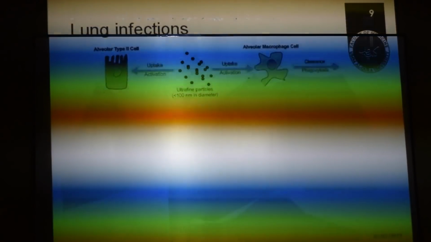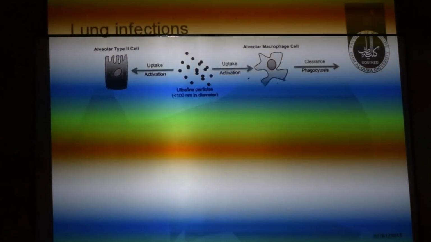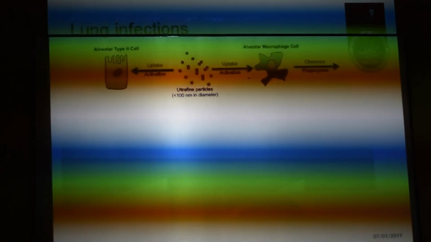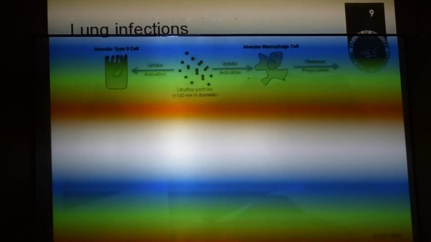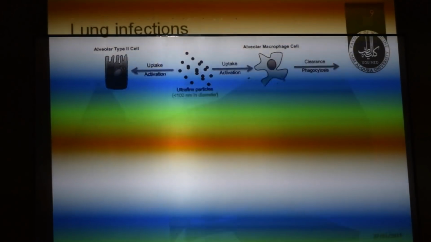So we'll first start with the lung infection. As I said, the alveolar type 2 cells are going to capture the pathogen. Alveolar macrophages are going to capture the pathogen. But at this point, just remember one thing.